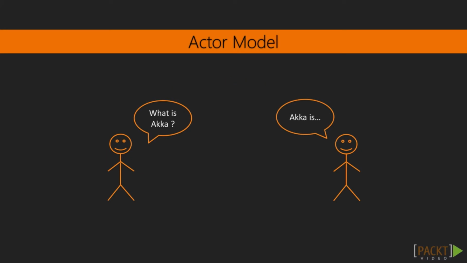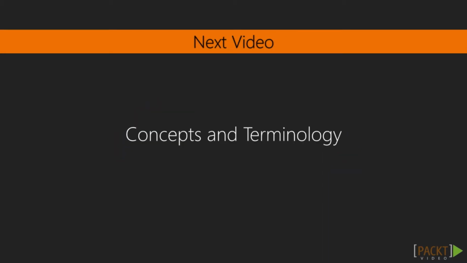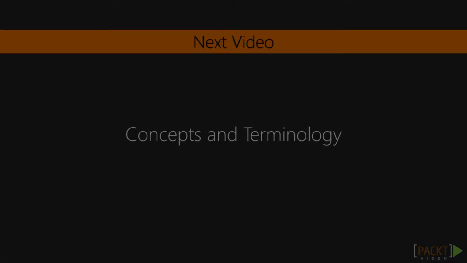To summarize, we know concurrent applications, the problems faced with concurrency, and the basics of an actor model using an analogy from our life. In the next video, we will talk about some concepts and terminologies such as concurrency, parallelism, asynchronous, and synchronous. Join me there.